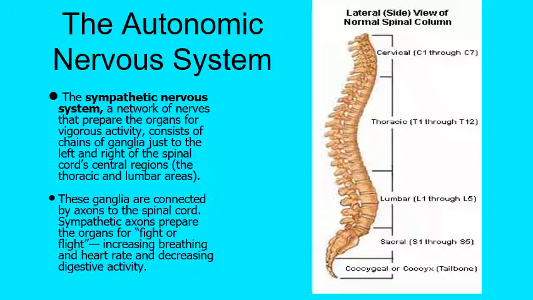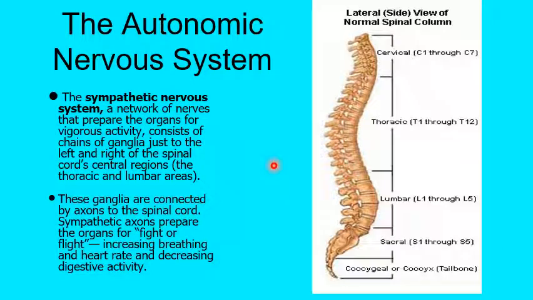One division of the autonomic system is the sympathetic division, or the sympathetic nervous system, a network of nerves that prepares the organs for vigorous activity and consists of chains of ganglia. Ganglia are structures containing cell bodies of neurons, just to the left and right of the spinal cord central regions, the thoracic and lumbar areas. So the nerves of the sympathetic division are most likely located in the thoracic and the lumbar area.